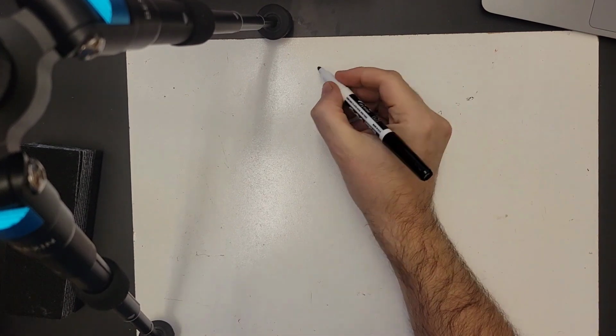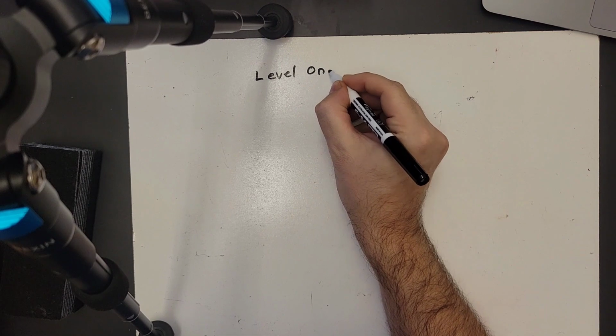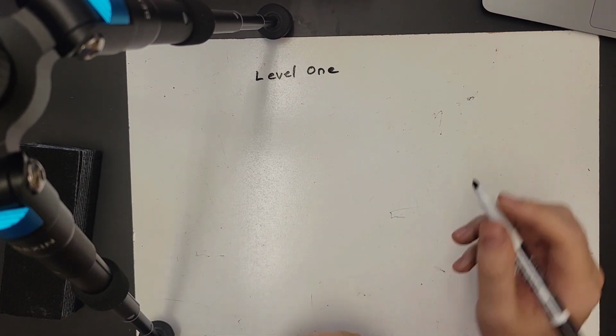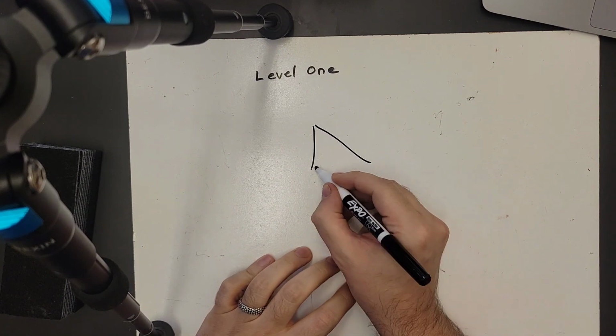All right, let's do this. I told you that I would go over the problems from the lecture in more detail. So here we go. Level 1, we got an inclined plane.